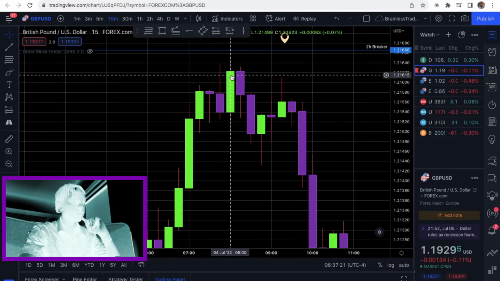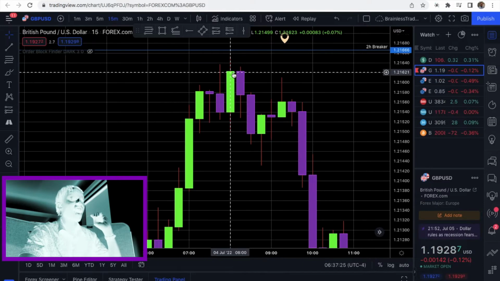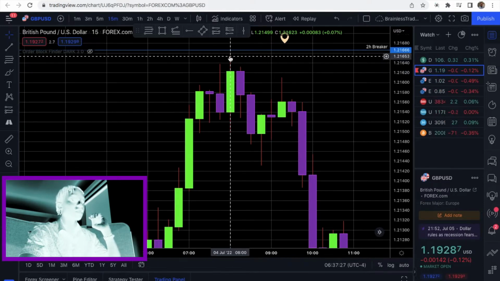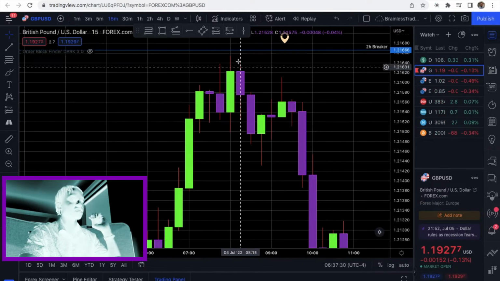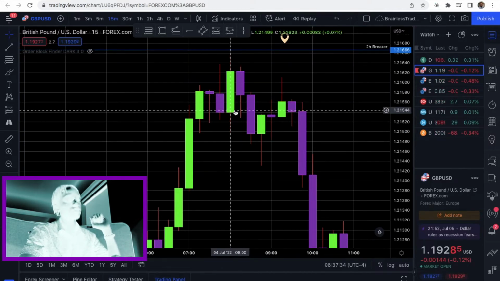Which is the highest candle? This is the highest candle, obviously. So you go with the most recent highest up close candle, from the top all the way to the bottom of the wick. That's the entire range of the order block. Now if you want to be specific and just use the bodies, that's up to you, right?